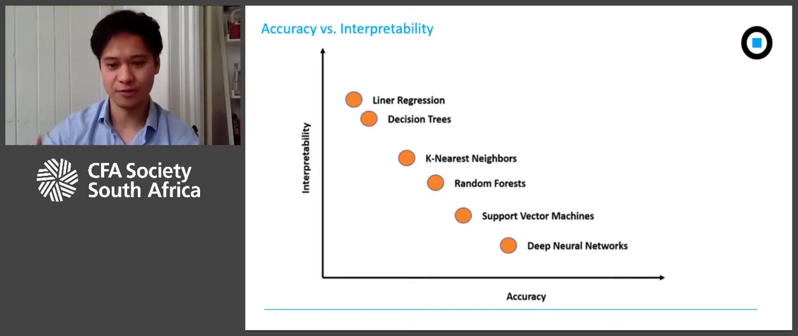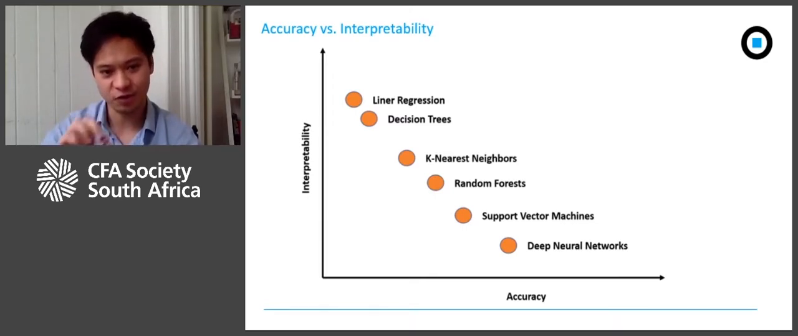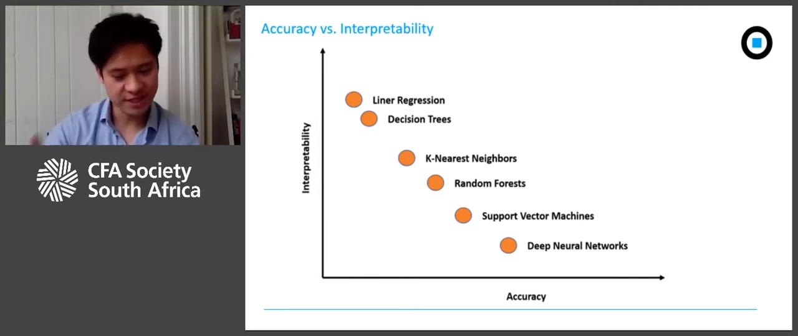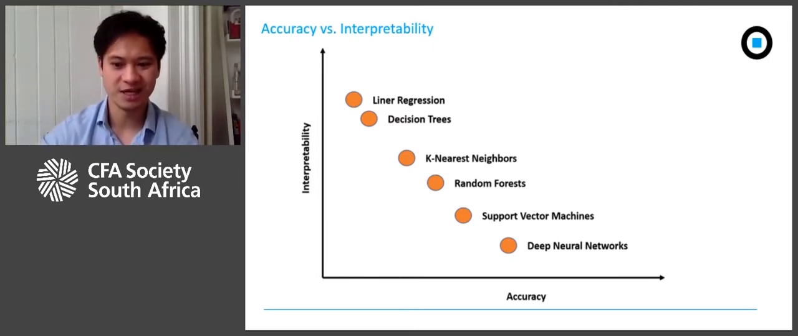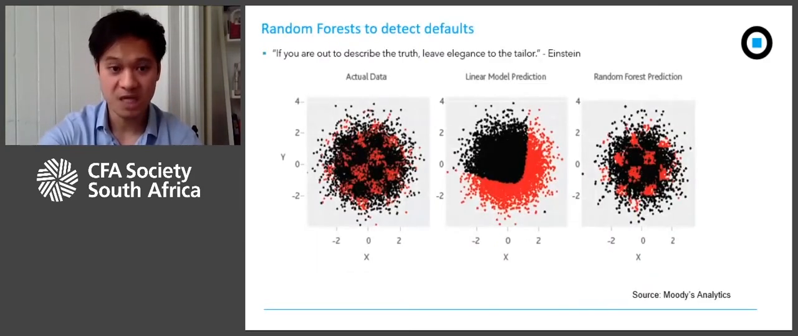Now, the other algorithm which I'm going to spend a bit of time on are decision trees and random forests, which are more interpretable than neural networks, but generally speaking are slightly lower performance. So this is a great example from Moody's, the rating agency.